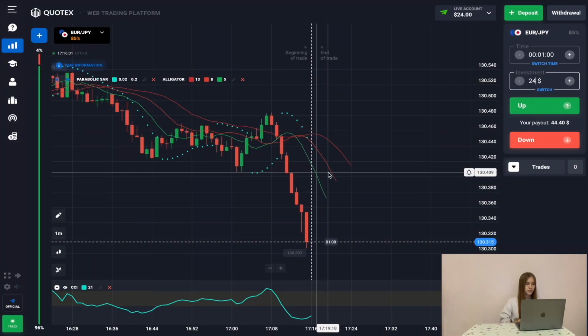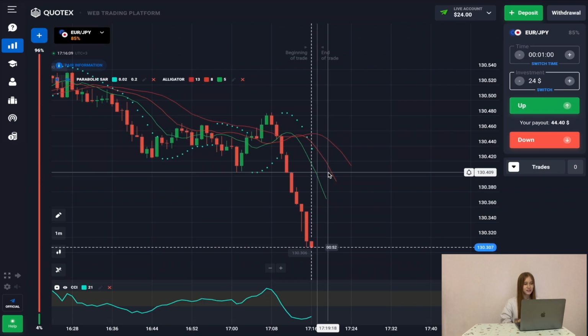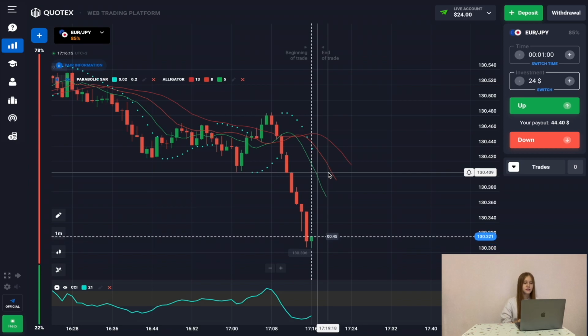We start the trade session with a balance of $24. Expiration time will be 1 minute. We are using the parabolic indicator, which shows the movement and direction of our trend, as well as the CCI auxiliary indicator showing the overbought or oversold state of the price.